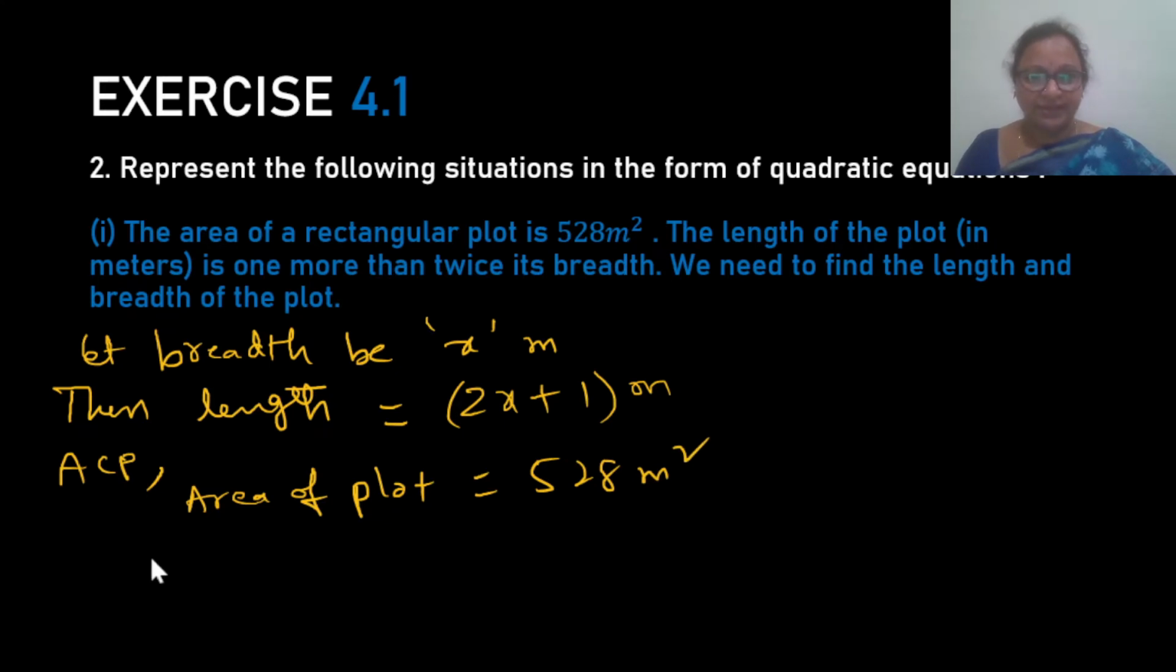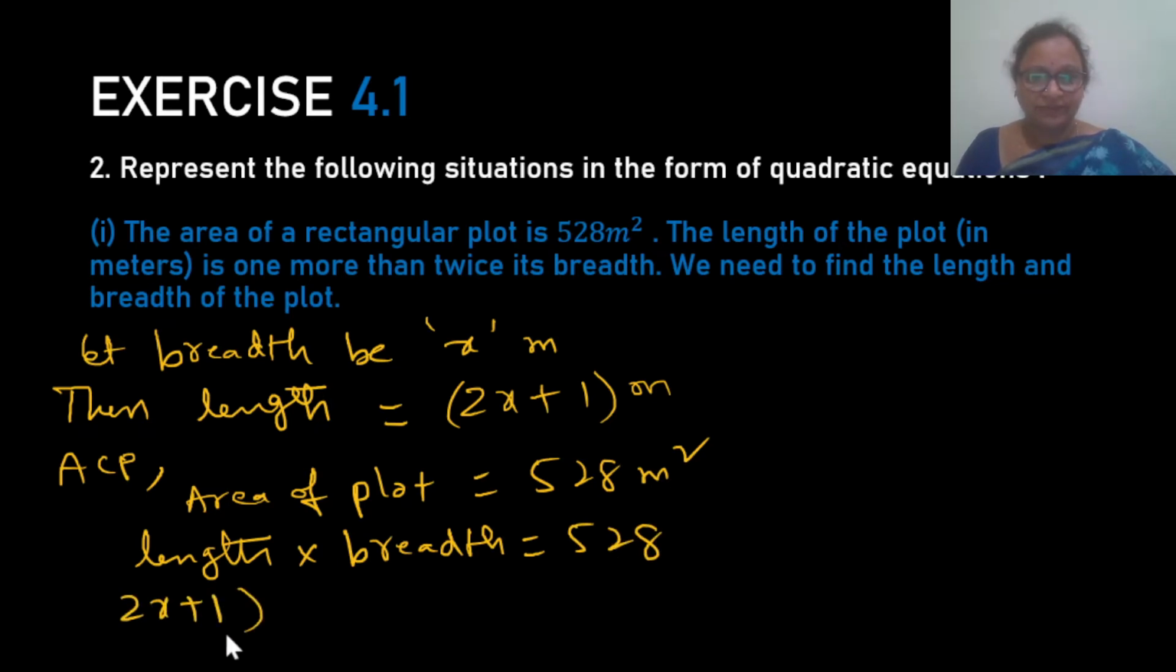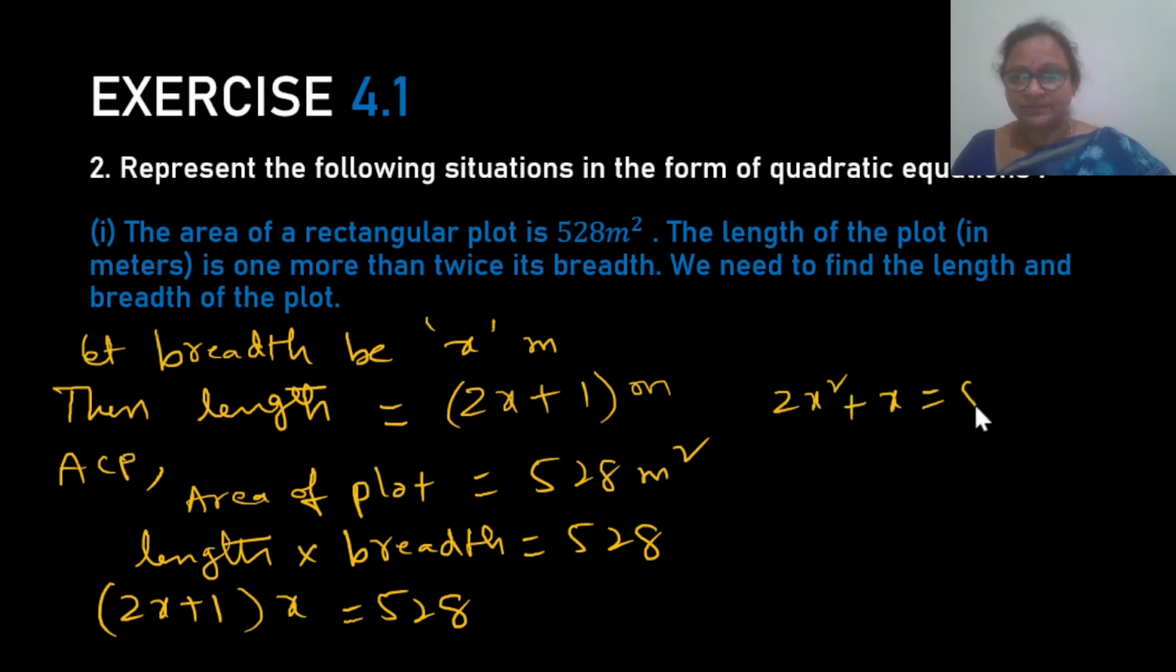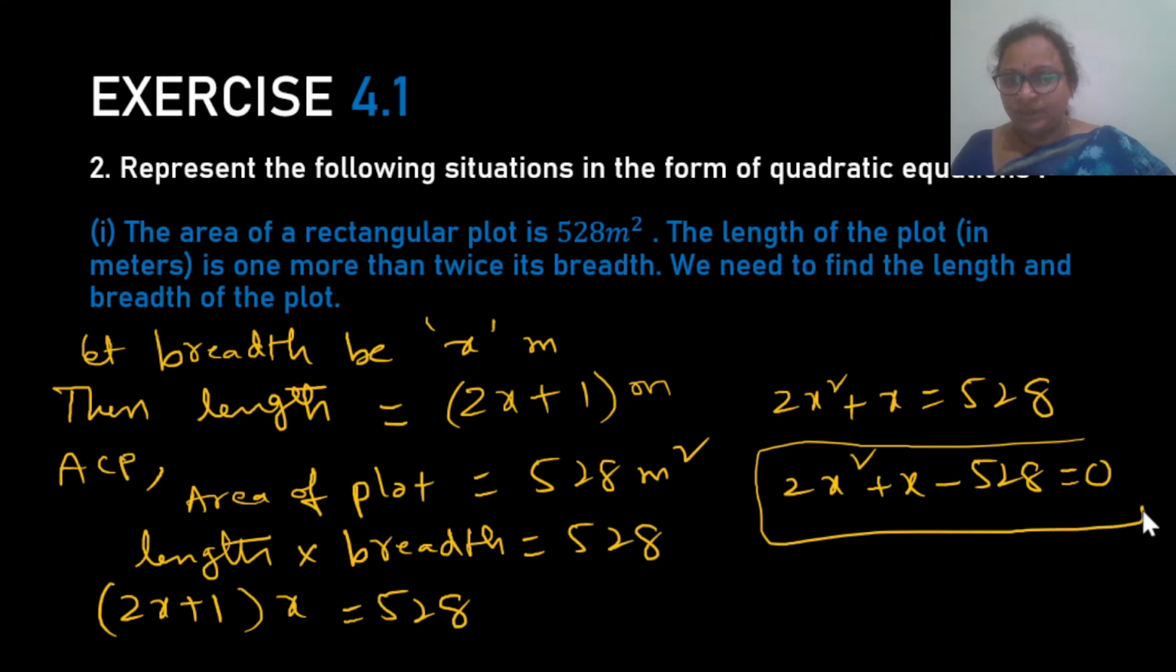Area of rectangle is nothing but length into breadth is equal to 528. Length is 2x plus 1 into breadth is x is equal to 528. So 2x square plus x is equal to 528. 2x square plus x minus 528 is equal to 0 is the required quadratic equation.